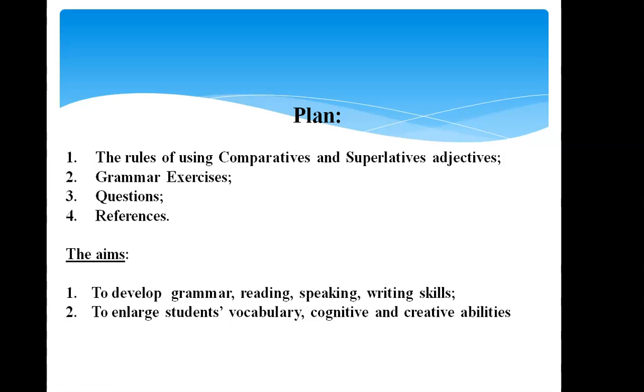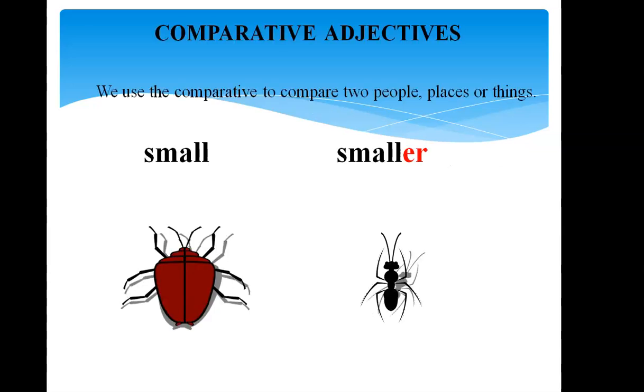Let's start with the plan. The first one, the rules of using comparative and superlative adjectives, the grammar exercises and the questions, and the last one, the reference. The aims of the lesson are, the first one, to develop grammar, reading, speaking, and writing skills. The second one, to enlarge students' vocabulary, cognitive, and creative abilities. Comparative adjectives. We use the comparative to compare two people, places, or things.